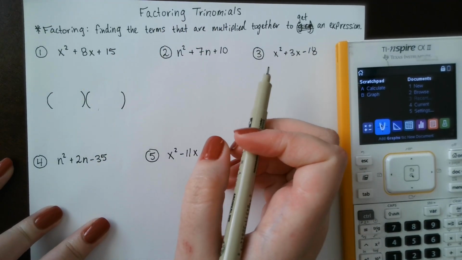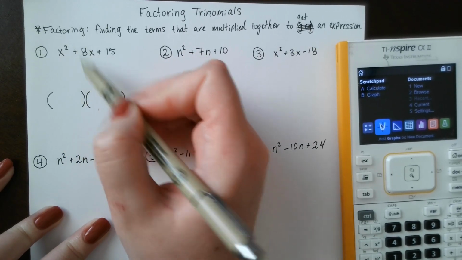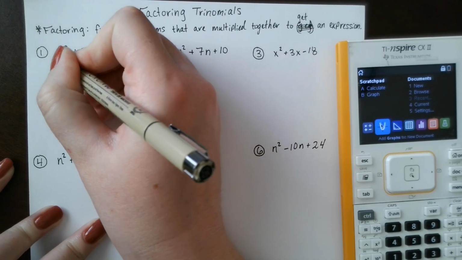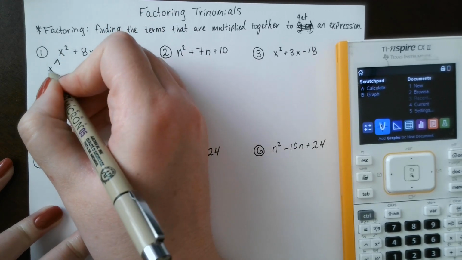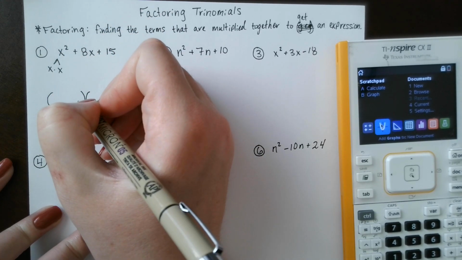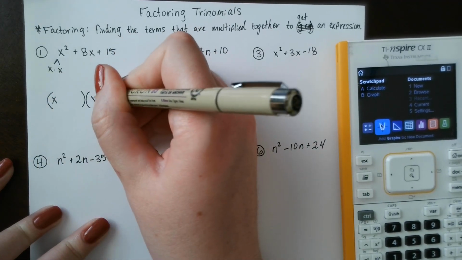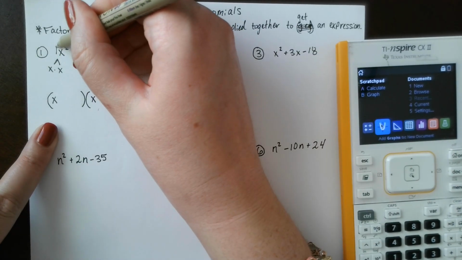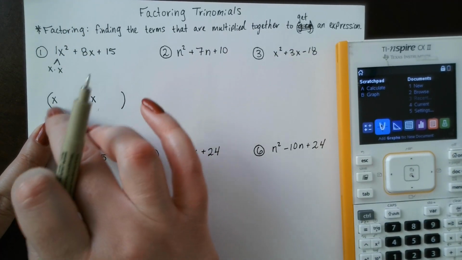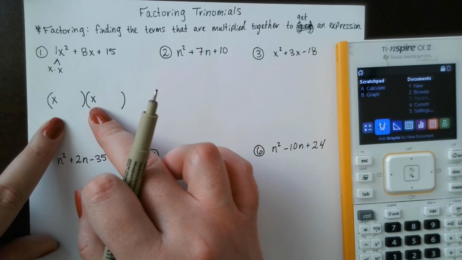What's nice about today's examples is the beginning term is just x squared. So the only two things that you can multiply together to get x squared are x times x. So that will always go in the front of our binomials when there's just an invisible 1 there. So that is what's nice about these examples. You'll always have your variables in the front.